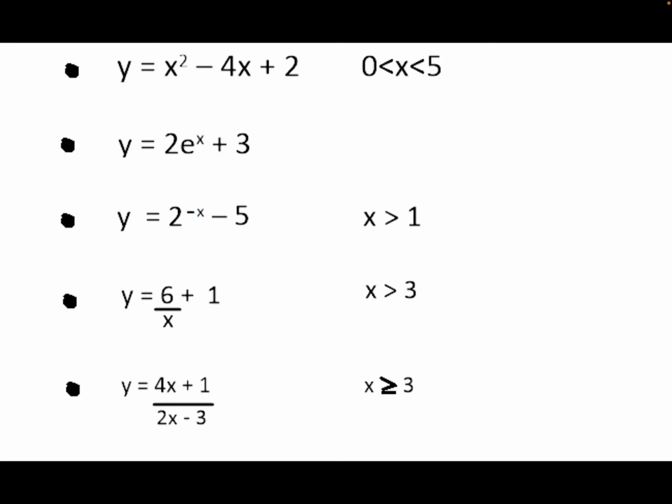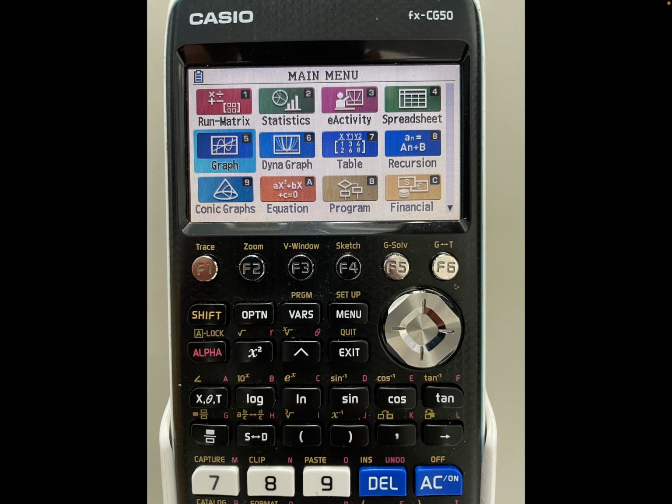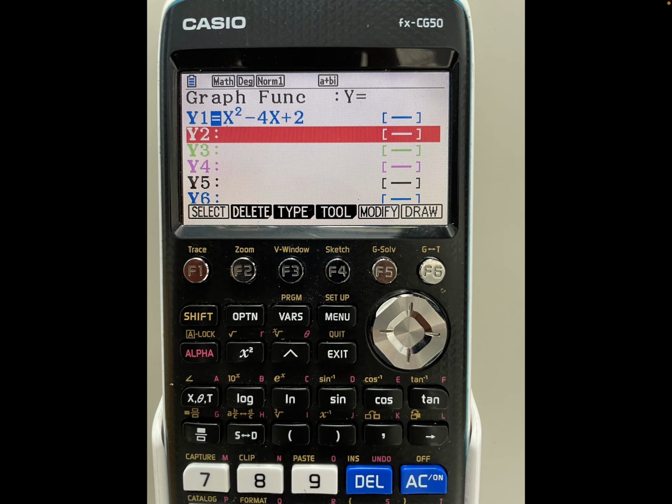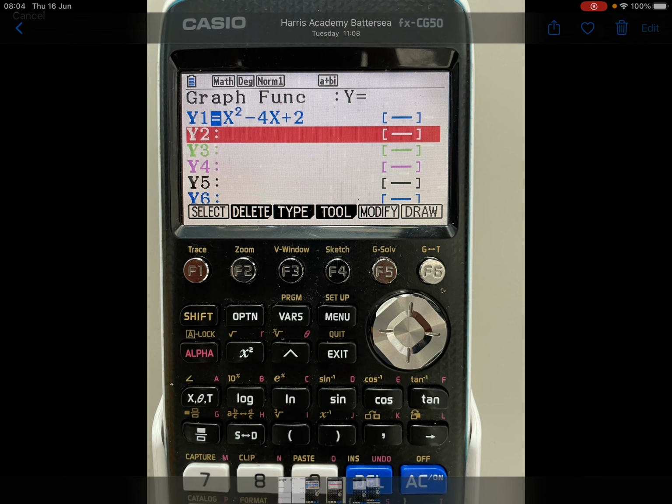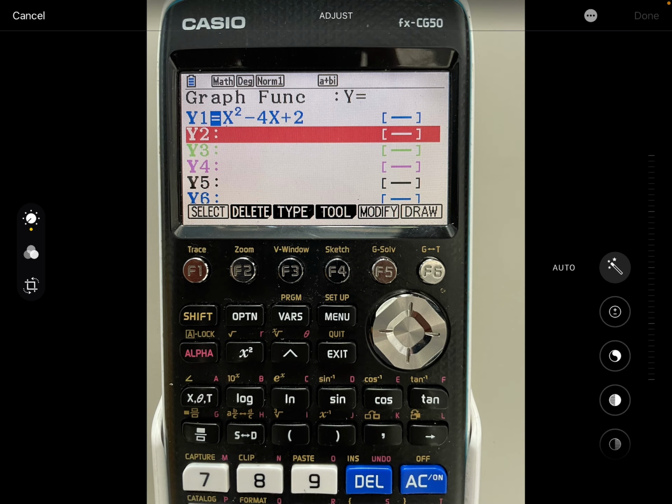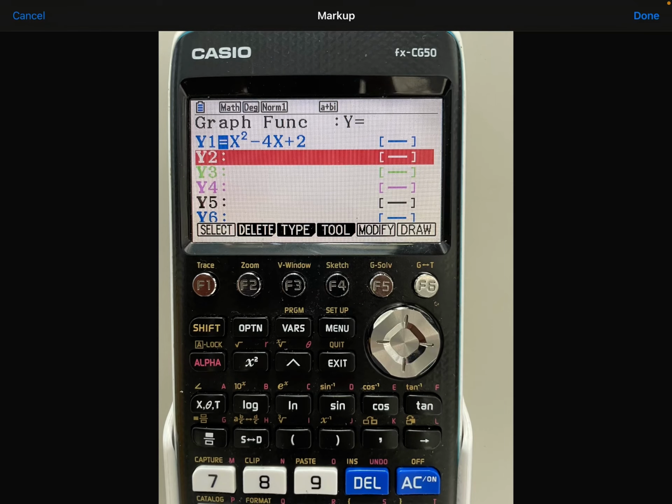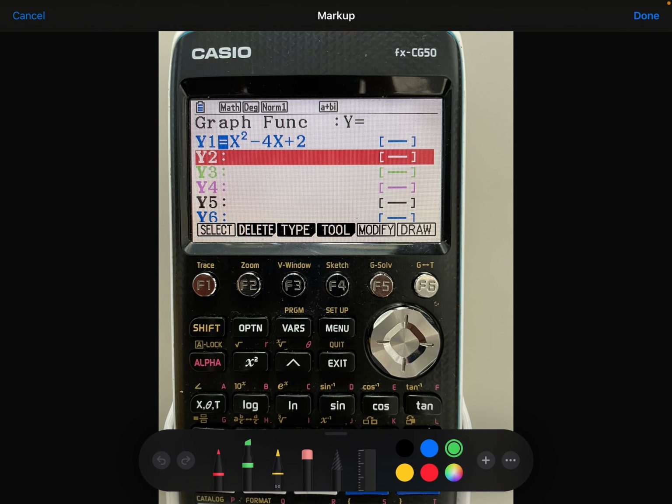So on your graphical calculator, what you want to do is go to the main menu and select option 5 for drawing graphs. You then want to input the equation, so you can see there that I've inputted y equals x squared minus 4x plus 2, and then you want to select the draw option. Let me just show you that very quickly where that is. Just in case you can't see it, it is there. So you want to press this button here to draw that graph.